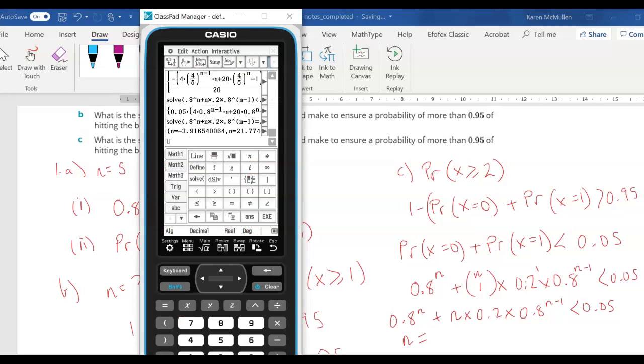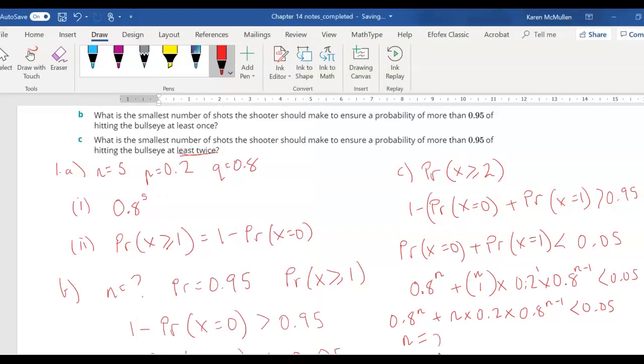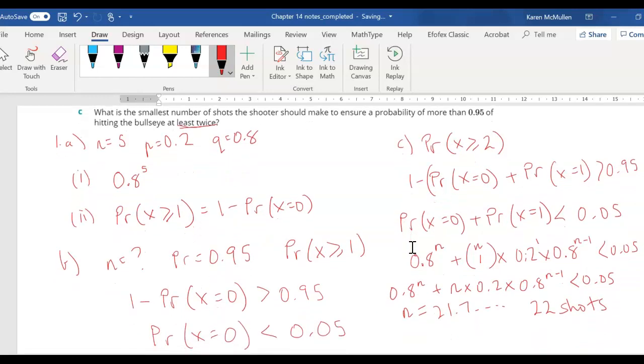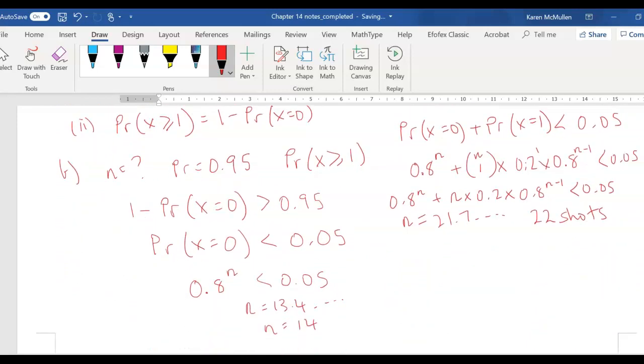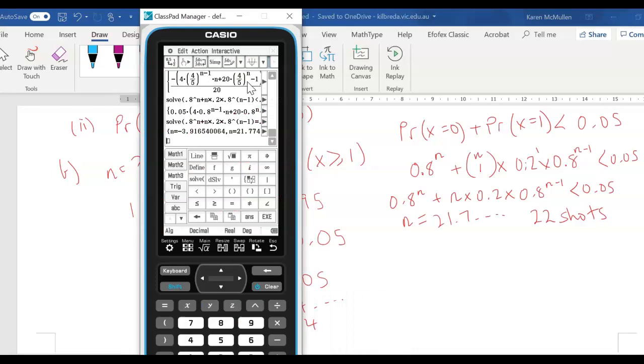Okay, so what have we got? 21.7 and so on. So we want 22 shots, which is the correct answer. Okay, so what I might also do is show you the other way in your notes. So let's just get the calculator up. All right, so what are we doing?